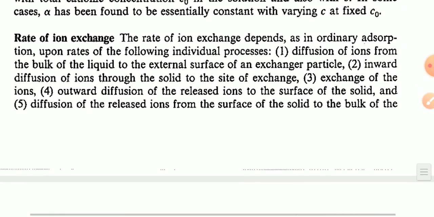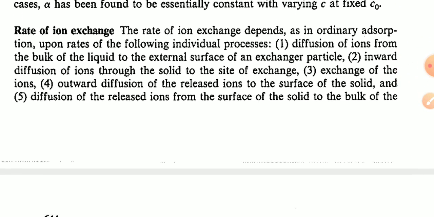Now we will see the rate of ion exchange. This is the last point in this chapter.